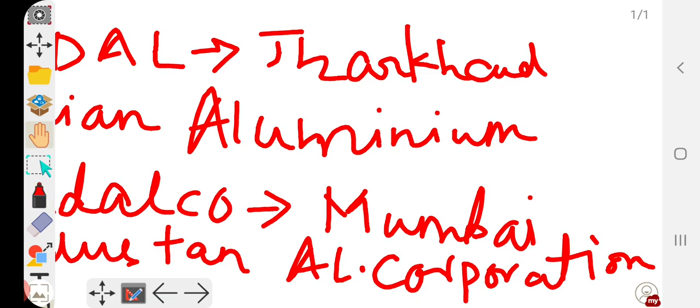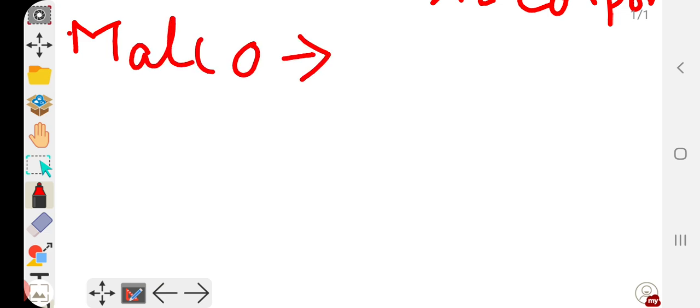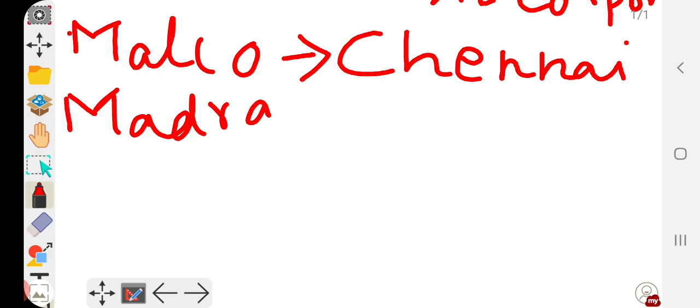Next, the third one is Malco. Malco is the third plant and it is situated in Chennai, and the full form of the company is Madras Aluminium Corporation.